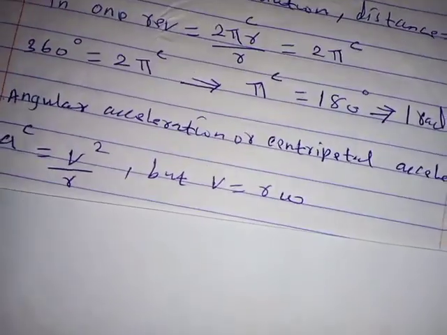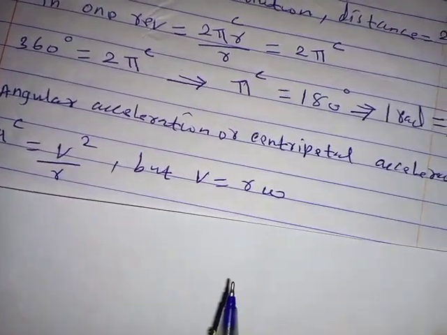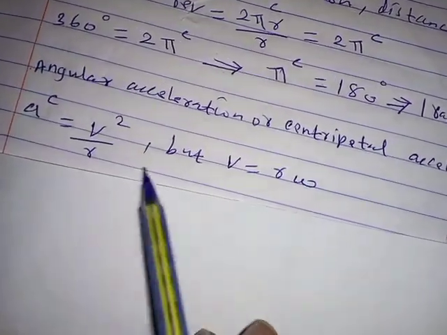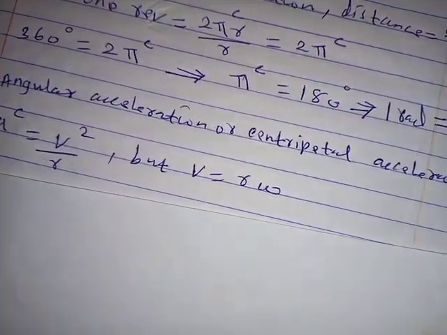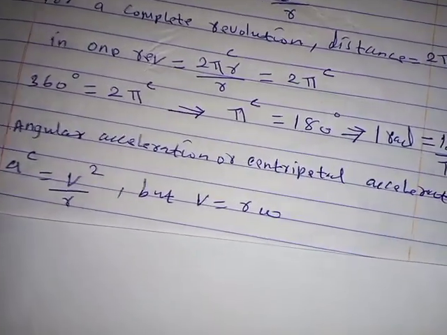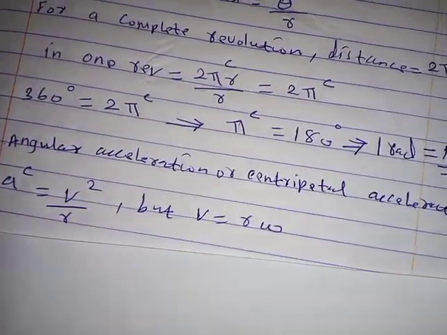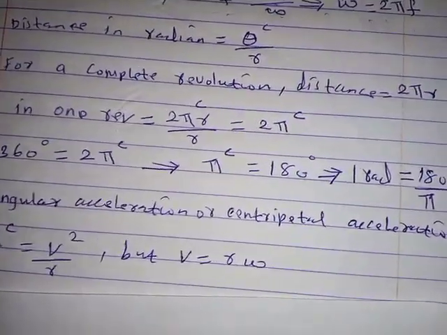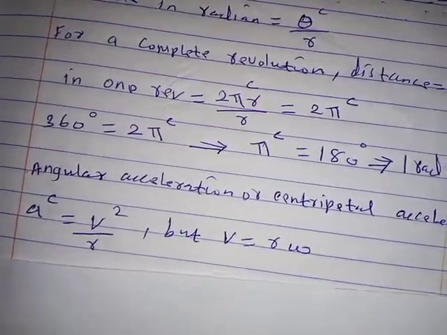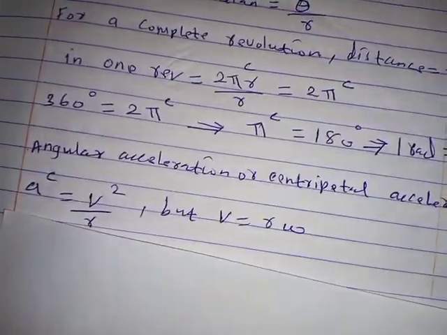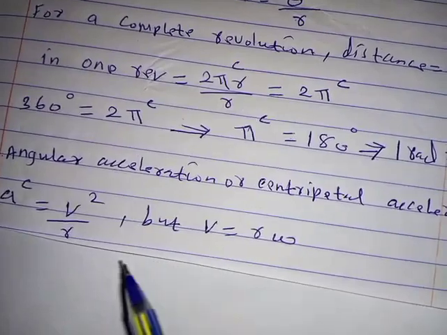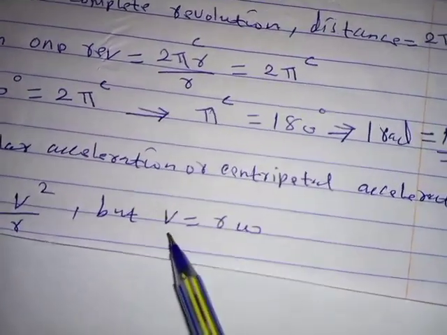Now we want to look at angular acceleration or centripetal acceleration, because as the body moves in a circular motion uniformly, the speed does not change, but the direction changes at different parts of the circle. So that body must be accelerating. There is an acceleration which is directed towards the center of the circle, and it is given by v squared over r.